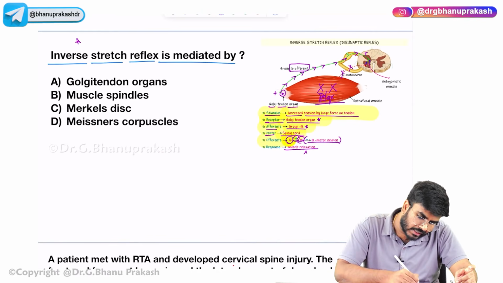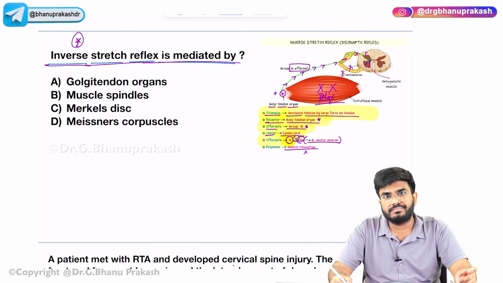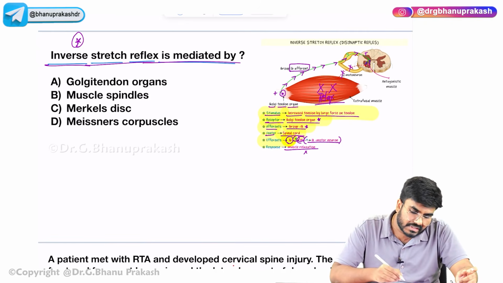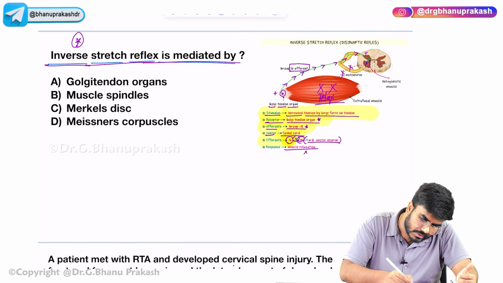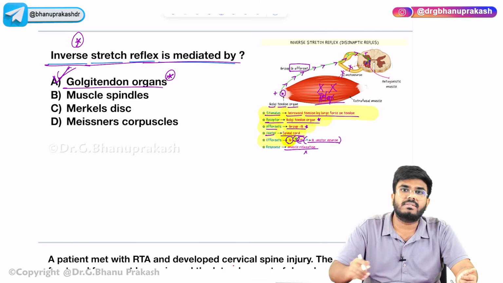So a simple question, see how the question was asked in your exam. Inverse stretch reflex is mediated by, you tell me, which receptors? It is Golgi tendon organs. So Golgi tendon organs mediate the inverse stretch reflex.